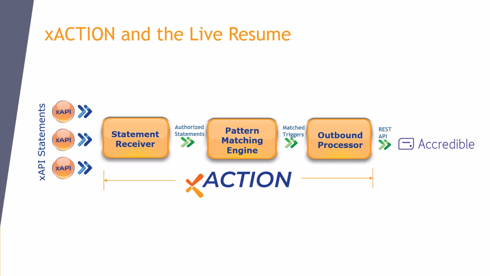For example, perhaps it takes two things to determine that a student has earned a badge. Student completes some training, and student passes an exam. So over time, two xAPI statements are sent to xACTION, possibly from different systems or learning record stores. xACTION then matches those statements to rules. When both are met, xACTION will make an outbound REST API call to Accredible to add the badge.